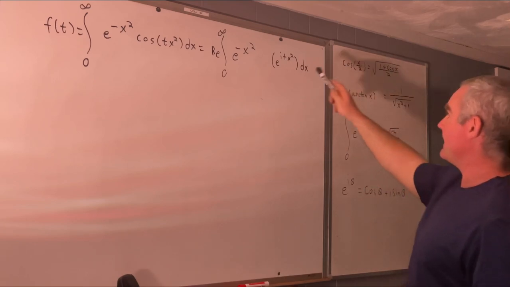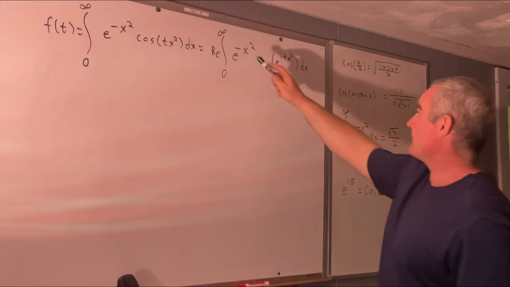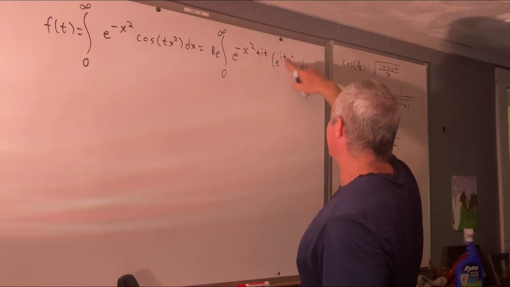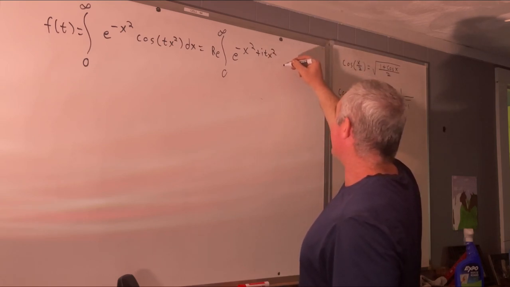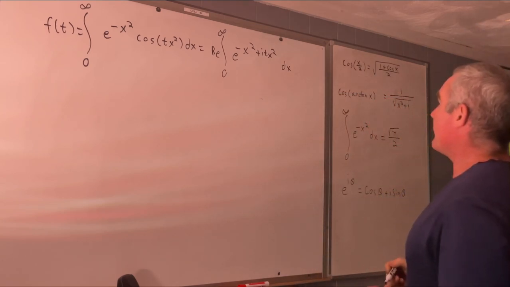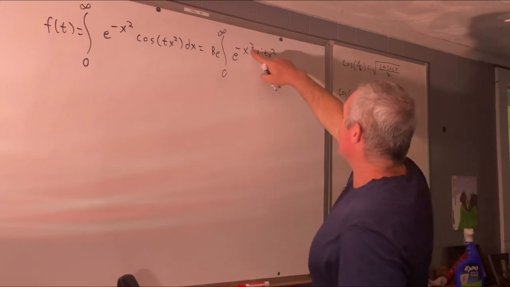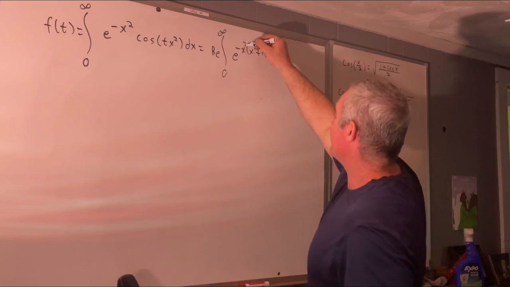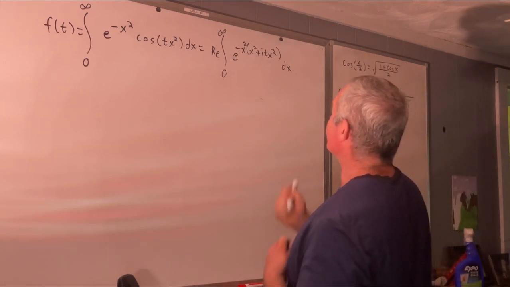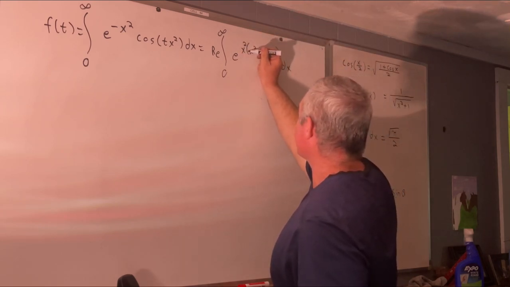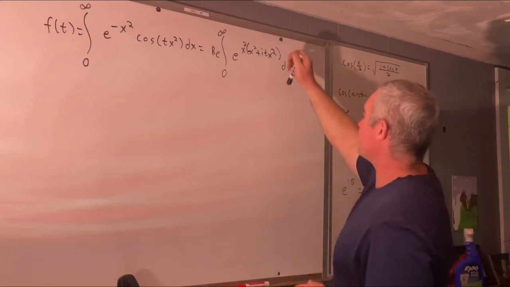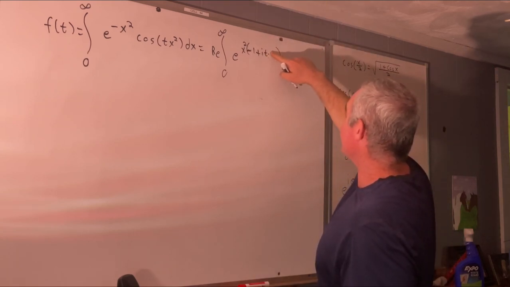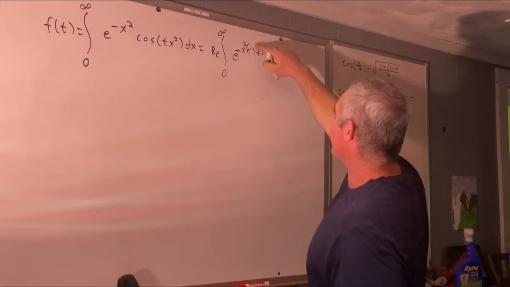Okay, and then I'll go ahead and combine, these have a common base of e, so we're just going to have negative x squared plus i t x squared dx. Let me make a little bit of room here. Oh wait, no. We're just factoring out an x squared. So we still have minus x squared plus i t x squared. We factor out the x squared. We get minus 1 plus i t. Let's bring the negative sign out and make this 1 minus i t.